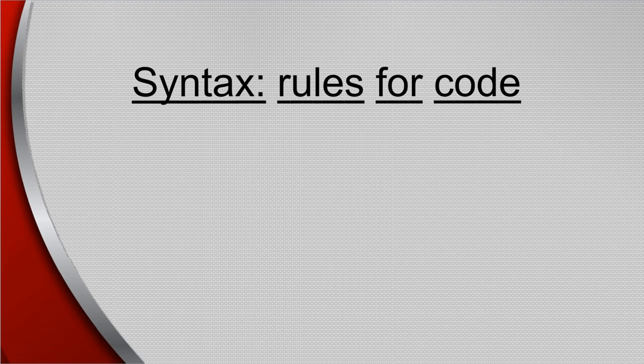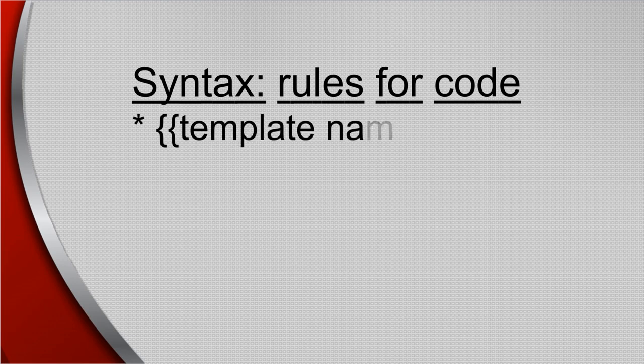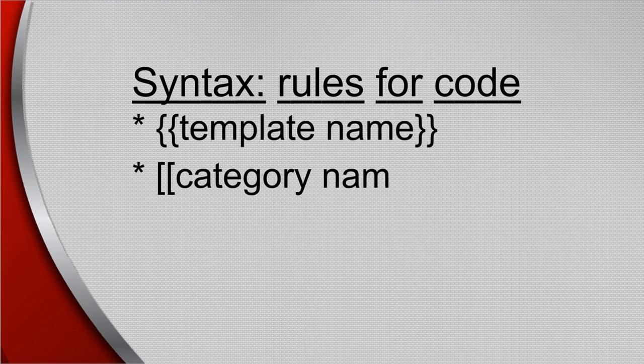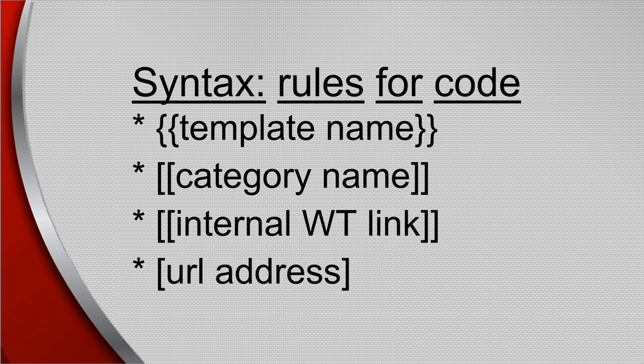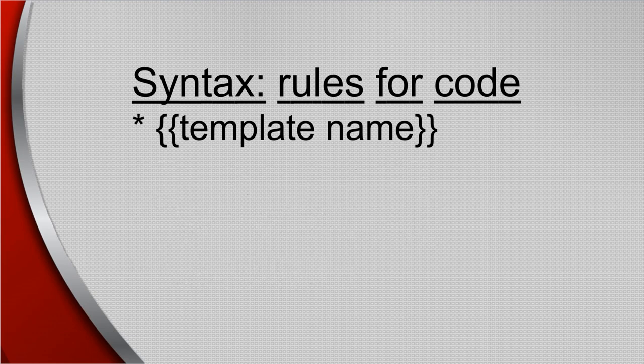Before going further, it's important to understand the code for templates and categories. That code, or the rules, is called the syntax. In WikiTree, template syntax requires two curly brackets at either end of the template name, while categories and internal links to WikiTree need two straight brackets at either end, and URL links to a web page require one set of straight brackets. For this video, we are only working with the template syntax.